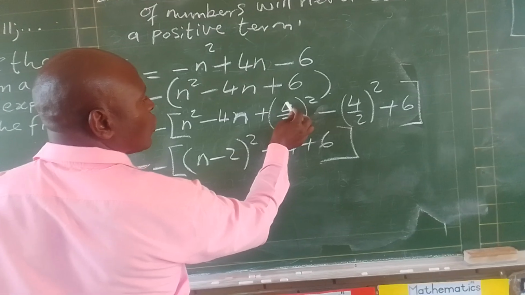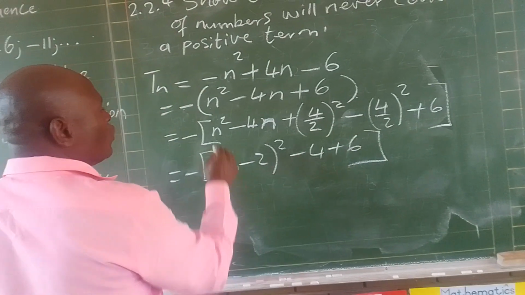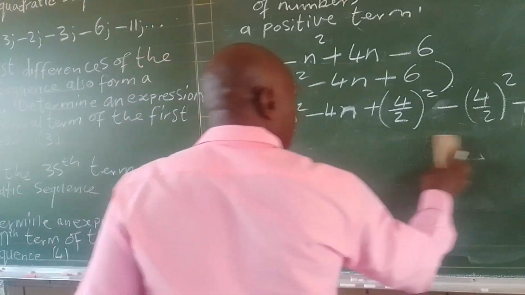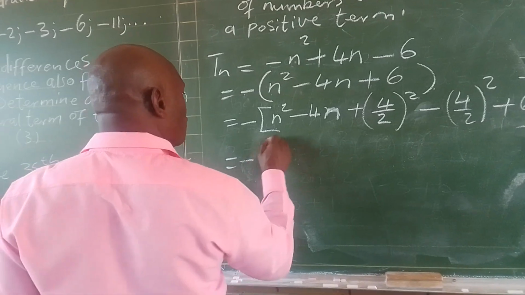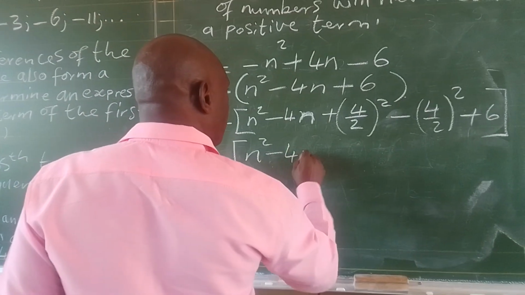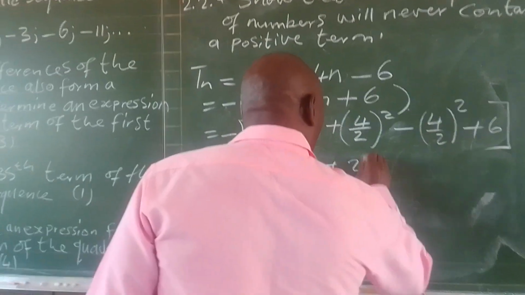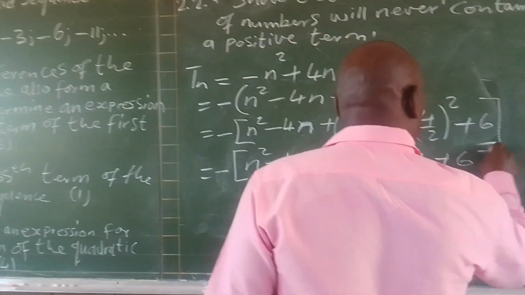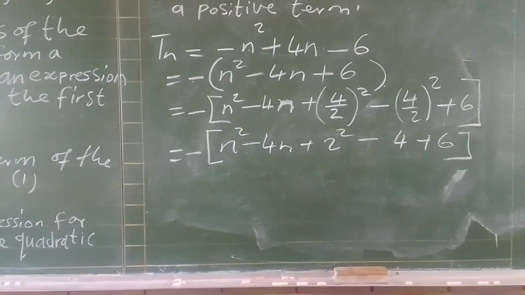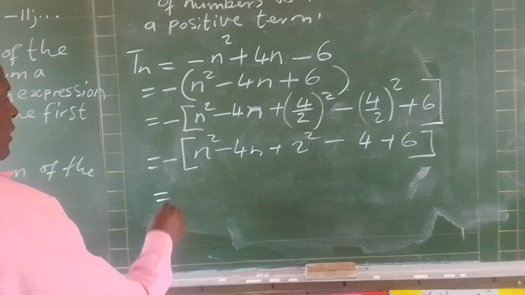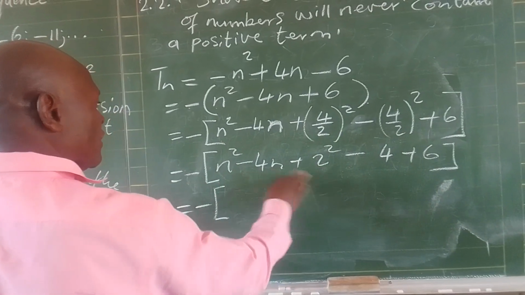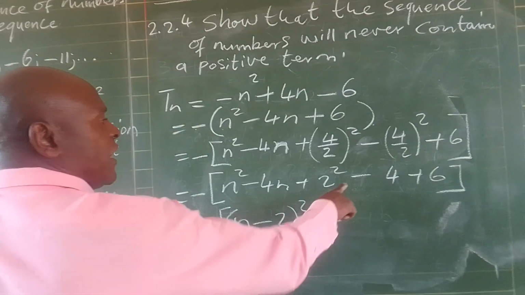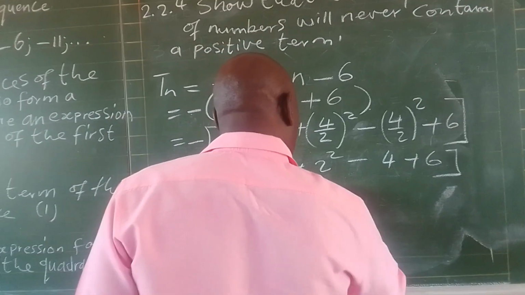By the way, when you factorize, 4 divided by 2 is 2 squared. So it's going to be n squared minus 4n. Let me write this step so that we can follow up. I jumped one step here, but for you to understand, it's minus 4n plus 4 divided by 2, which is 2 squared, minus 4 divided by 2, which is 2 squared. 2 squared is 4, plus 6. This is the step I meant for you to understand. When we factorize this, you're going to say n minus 2 squared.